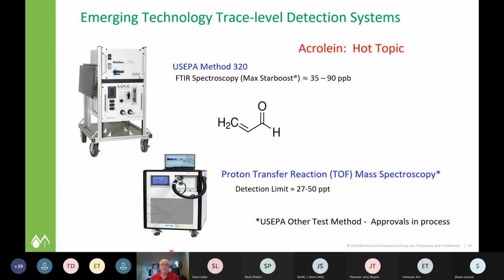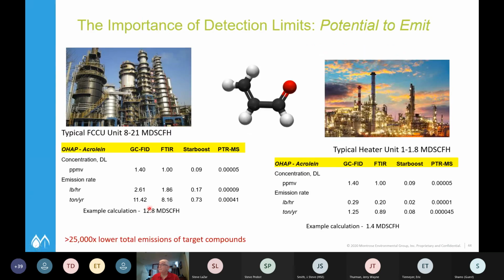So what does that mean? What are we going to use this for? A huge issue, of course, is potential to emit in Section 112 of the Clean Air Act about major and minor source classifications. If you test on an FCC unit for acrolein, let's say, I averaged up the flows of 8 units that we had tested and got an average of 12.8 million dry standard cubic feet per hour. So if you have a non-detect with the GC Method 18 system, you put in 1.4 parts per million because that's your detection limit, and that comes out to be less than 11.5 tons a year.